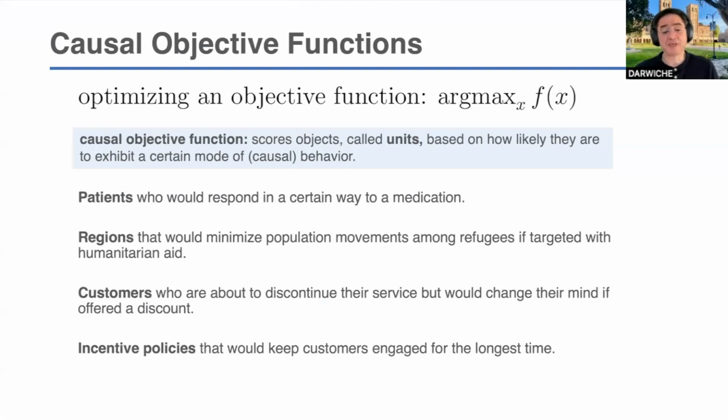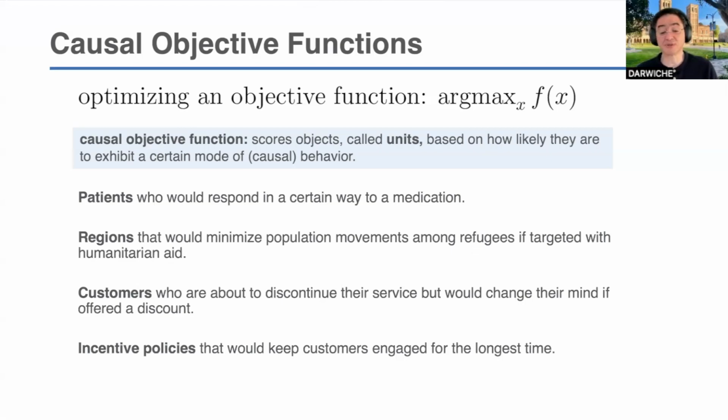The interest would be to do things like this. I want to go after patients who respond in a certain way to a medication. So the objects in this case are the patients, and these are the units. And the causal objective function would be a function that describes them. And I will find the right patients by optimizing that function. I may be interested in regions that have certain properties. The objects here, or the units, are the regions.